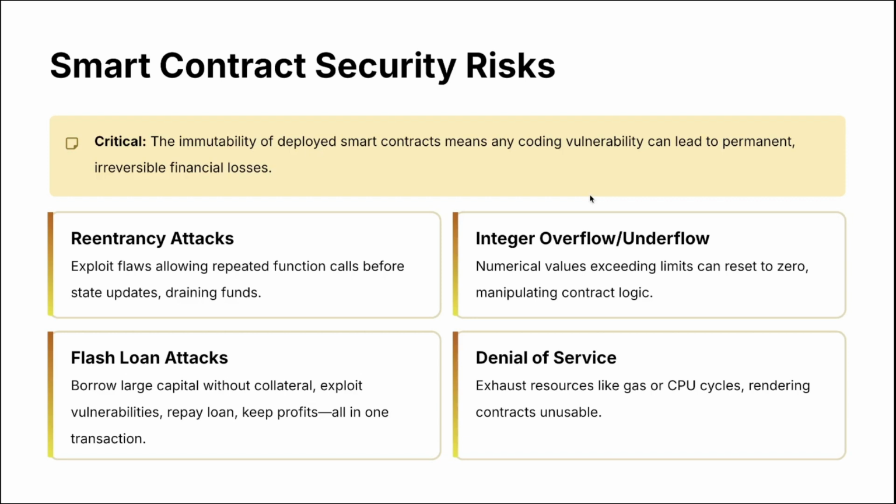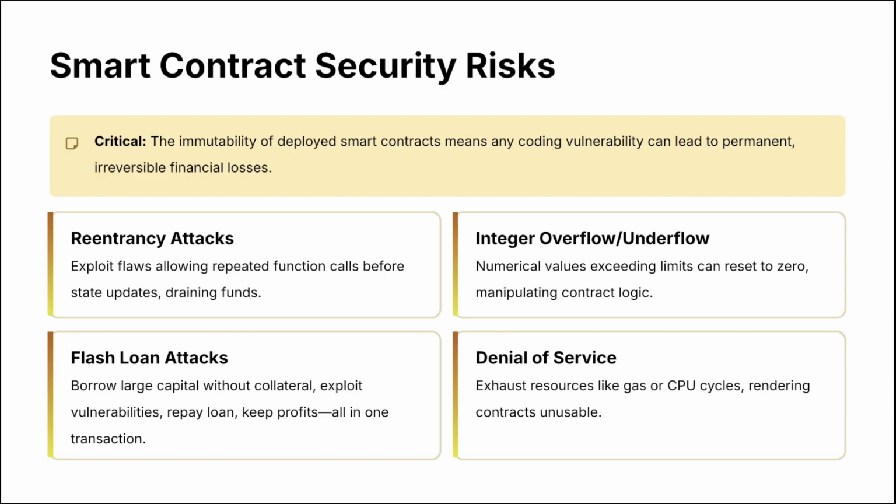Some more details about the smart contract. While smart contracts bring automation and trustless execution, their immutability is a double-edged sword. Once a contract is deployed, its code cannot be changed, which means any bugs or vulnerabilities become permanent and can result in irreversible financial loss.